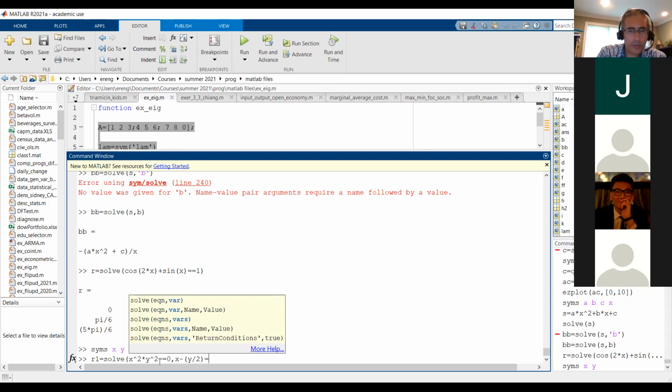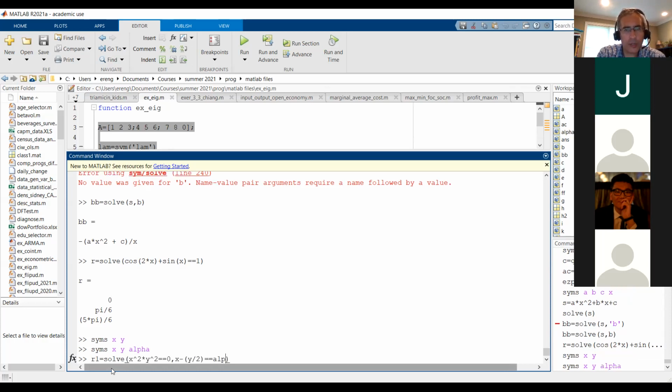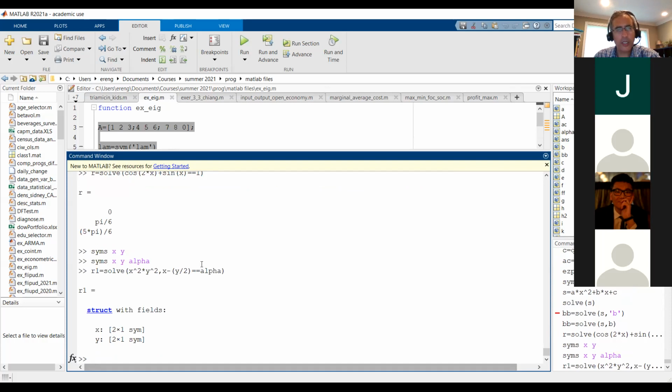Let's call it alpha. I will copy all these because I need to define alpha also as a. If it's 0, I don't need to do this. You simply say x minus y equals alpha. And here we go. Okay, I will explain what is the meaning of this.